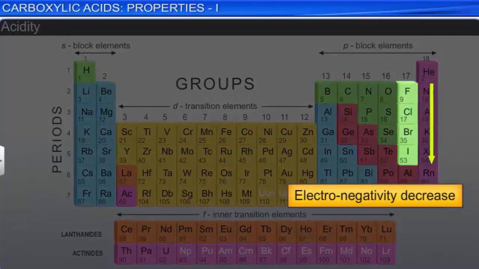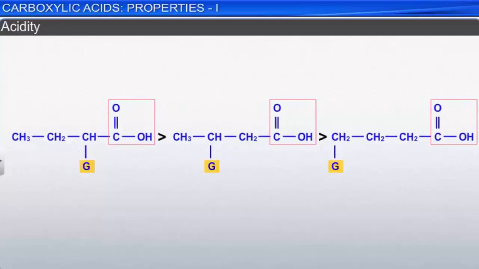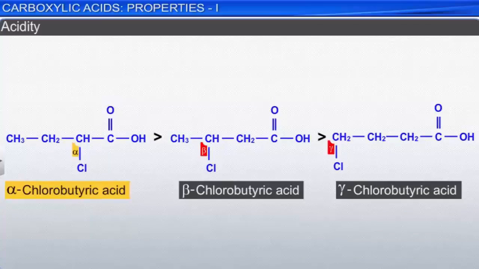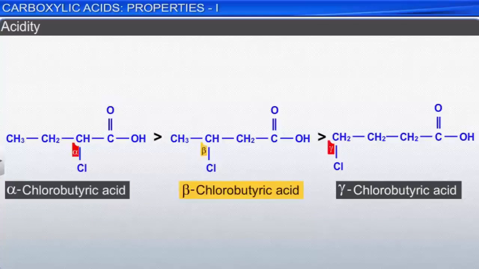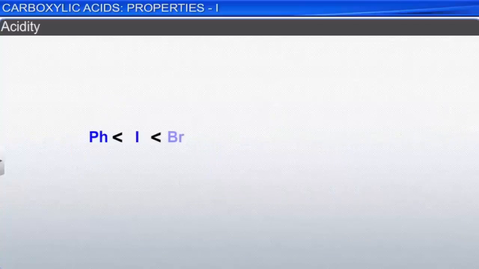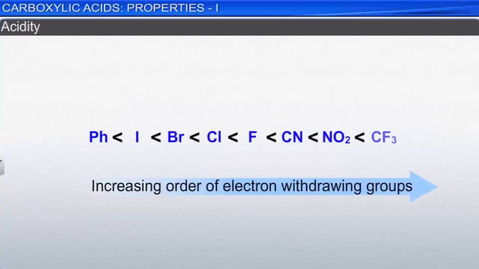The nearer the electron withdrawing group, the greater is the acidity of carboxylic acid. For example, among the halosubstituted acids shown here, alpha-chlorobutyric acid with the chlorine atom on the alpha carbon is more acidic than beta, which in turn is more acidic than gamma-chlorobutyric acid. The increasing order of acidity of some of the electron withdrawing groups is as shown here.